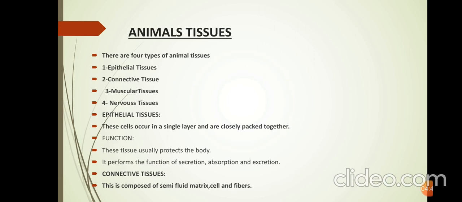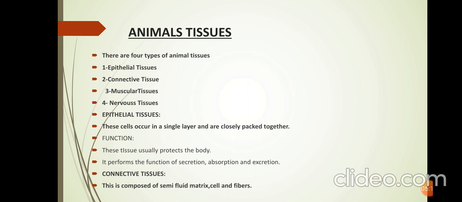Now we are going to start a new topic, animal tissues. There are four types of animal tissues. Number one is epithelial tissues, two connective tissue, three muscular tissues, four nervous tissues. Epithelial tissues: these cells occur in a single layer and are closely packed together. Function: these tissues usually protect the body. They perform the function of secretion, absorption and excretion.